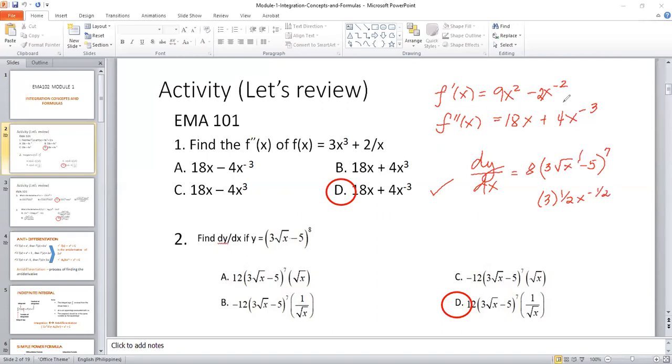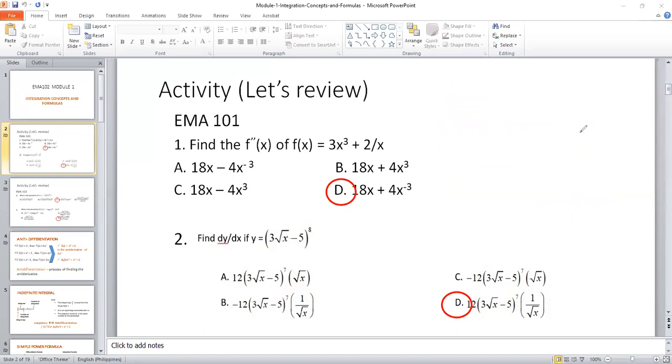Because this x is raised to 1/2, if you subtract 1 from that, that would be x raised to negative 1/2. So if you simplify, you will have 24, 8 times 3, 24 divided by 2, that would be 12. And you will have this quantity, 3 square root of x minus 5, raised to 7. And this x raised to negative 1/2, that's 1 over the square root of x. So the answer that you are seeing is letter D. So that's a review on what you've learned last semester.